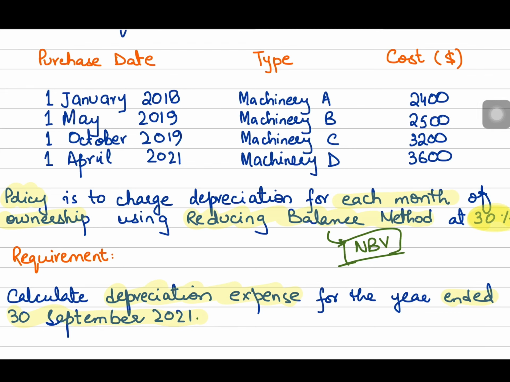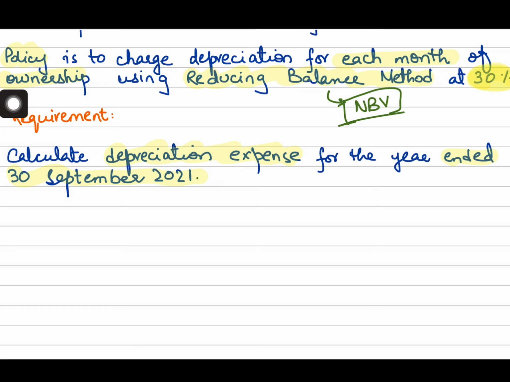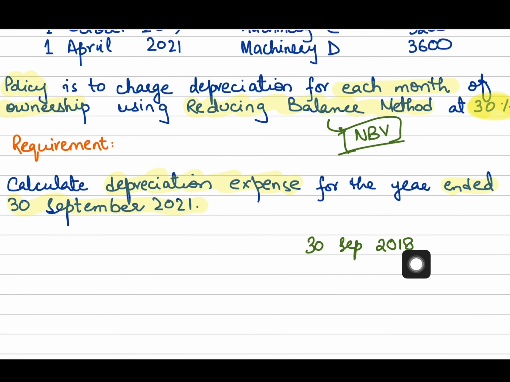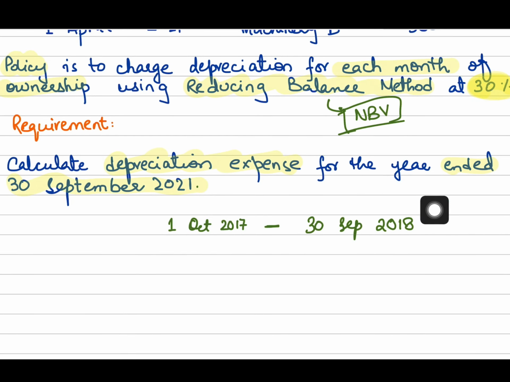So the first asset that is being purchased, that is machinery A, is being purchased on 1st of January 2018. So this means in which year will this date fall? First of all, the year end would be 30th September 2018. 1st January 2018 will fall in the year ended 30th September 2018. This means that the year start would be 1st of October 2017. Now this is the first year.